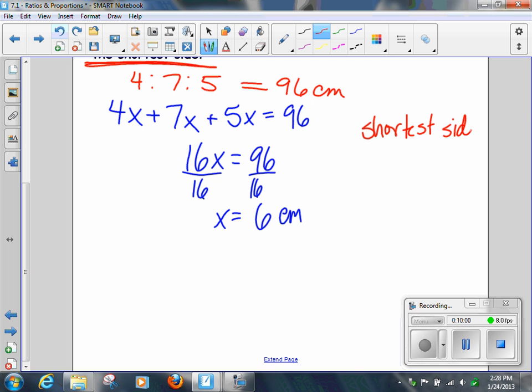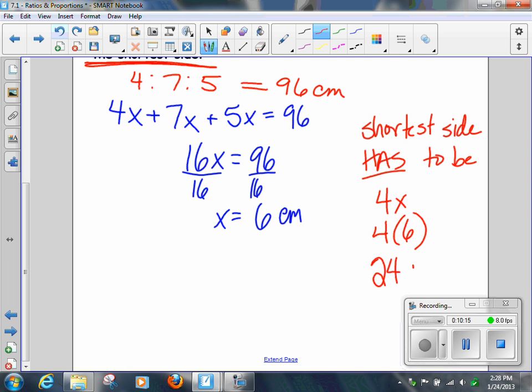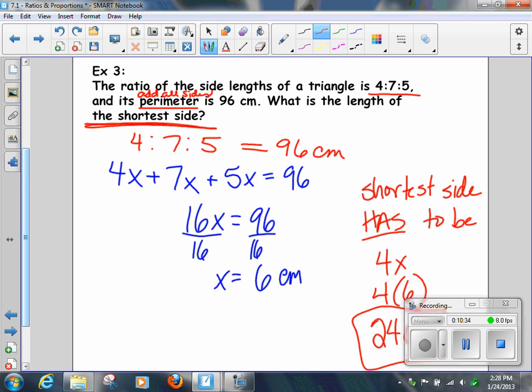Please write it this way. Shortest side has to be 4x, which is 4 times 6, which is 24 centimeters. Now, where do you think that's going to be in your answers? It's probably going to be B or C or D, because A is going to be reserved for what number? 6. 24 centimeters is our shortest side. That's what it asks us for, because it said, what's the length of the shortest side? X is just a way for me to get to the correct answer. Okay?